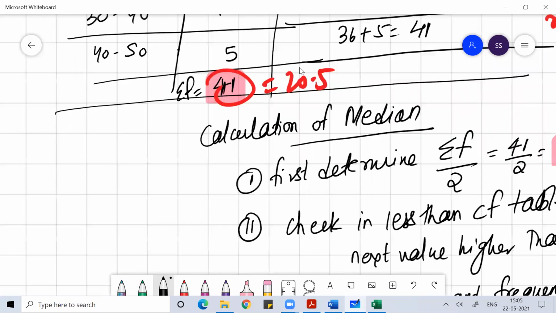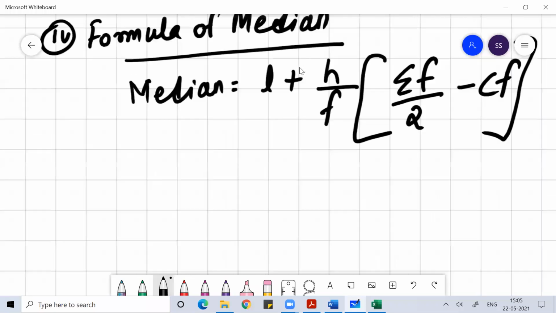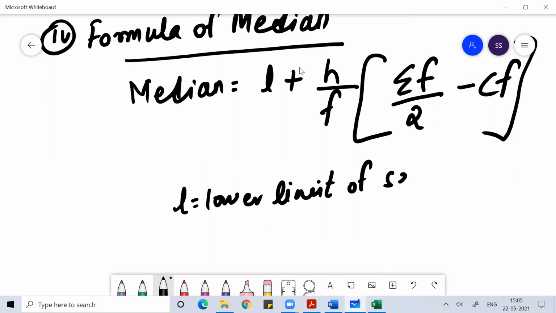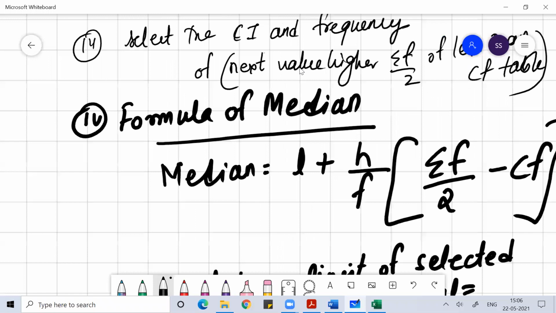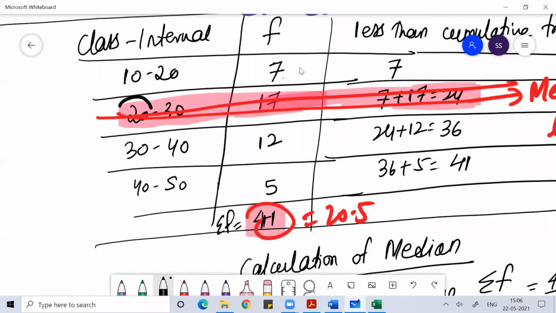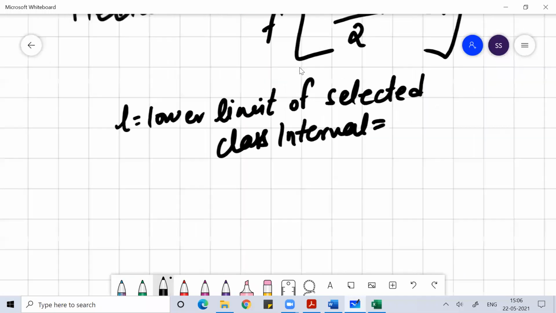I hope you understood the selected range, everything. Now, according to this formula, what is L? L is the lower limit of the selected class interval. Here in this case, the selected class interval's lower limit is 20. You can see the selected class interval, the lower limit is 20.